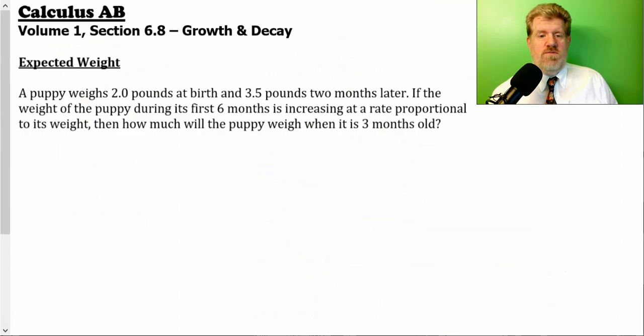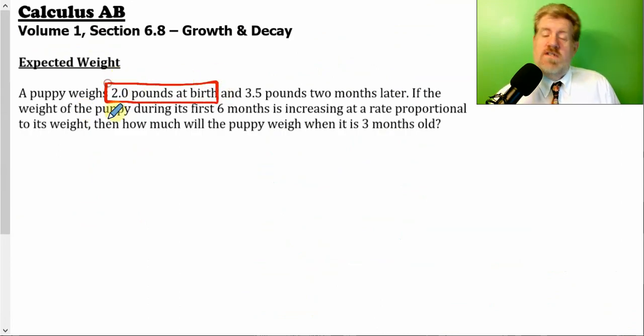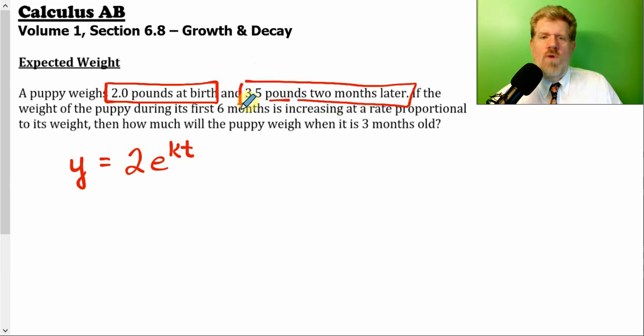The puppy weighs 2 pounds at birth. Well, that's good news. First of all, it's a nice healthy puppy. But second of all, I know I'm starting with 2. And 2 months later, the puppy is 3.5 pounds. Now, why does it interest us to know what the puppy weighs 2 months later?